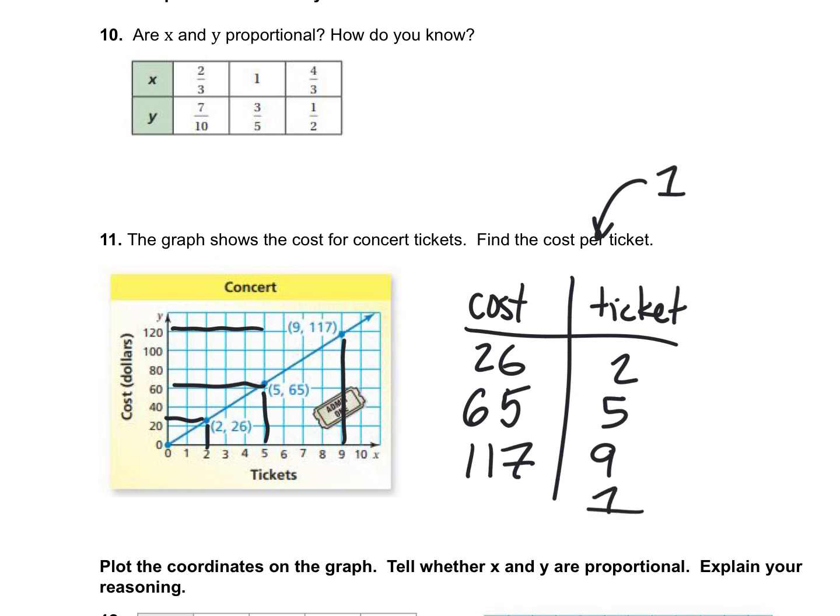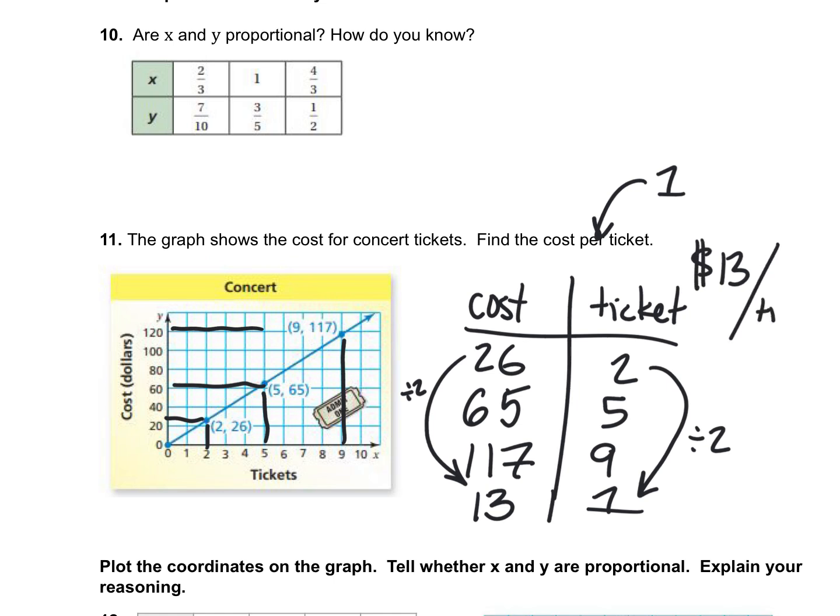If I'm looking for the cost per ticket, I'm looking for the cost per 1 ticket. I can take any one of these values and divide it to get to 1, and I'll find out my cost. Easiest one for me, I see, let's just divide 2 by 2 to get to 1. That means I would take 26 and divide it by 2. We end up with this 13, which is going to be our cost per ticket. If you were to divide by 5 here, divide by 5 here, you'd still get 13, as well as dividing by 9 and dividing by 9, we still get 13. So again, our answer, $13 per ticket.